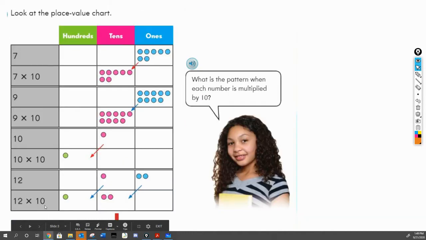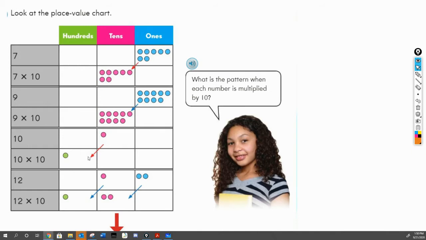Now, in this place value chart, take a look at this. Every dot in the ones column represents a 1. Every dot in the tens column represents a 10. Every dot in the hundreds column represents 100. If you take 7 times 10, you're taking all 7 of those and moving them over one place to the tens place. If you're taking 9 times 10, you're taking 9, moving it over one place to the tens place.